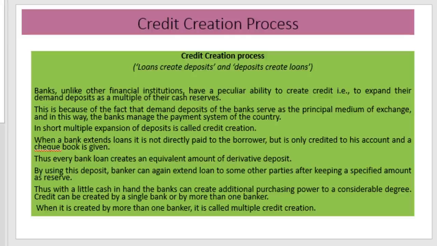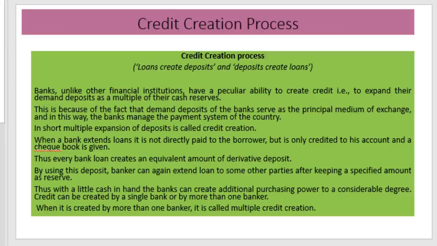When a bank extends loans, it is not directly paid to the borrower, but is only credited to his account, and a checkbook is given. That is, when a loan is given to a customer or borrower, it is credited to his account and a checkbook is given, or it is given in the form of deposits by the bank. Thus, every bank loan creates an equivalent amount of derivative deposit.